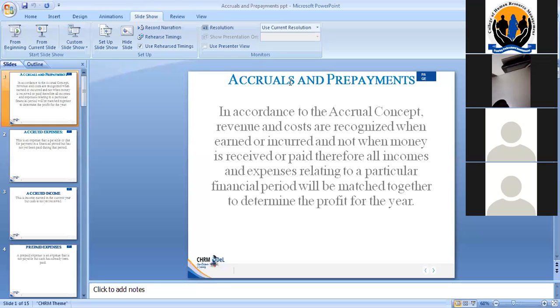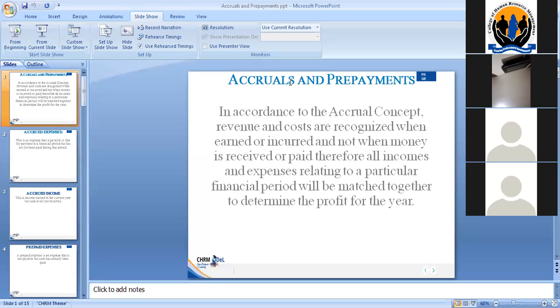Now a question will arise: where will we put that amount of money which was incurred in a particular financial year but was paid in the other financial year? I want to be very specific. Let me pick two years, maybe 2019 and 2020.